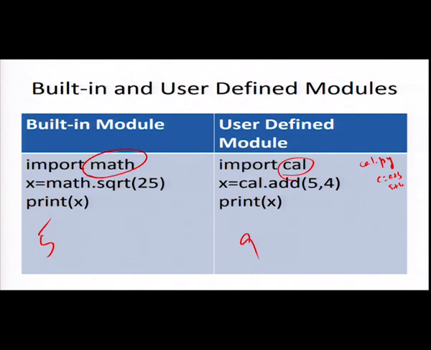In both cases, the Python shell will check whether it is a user defined module or a built-in module. If it is a user defined module, it will check the current directory or it will check the path from the Python path. Now, let us see the different ways of importing a module. There are 4 different ways to import a Python module.